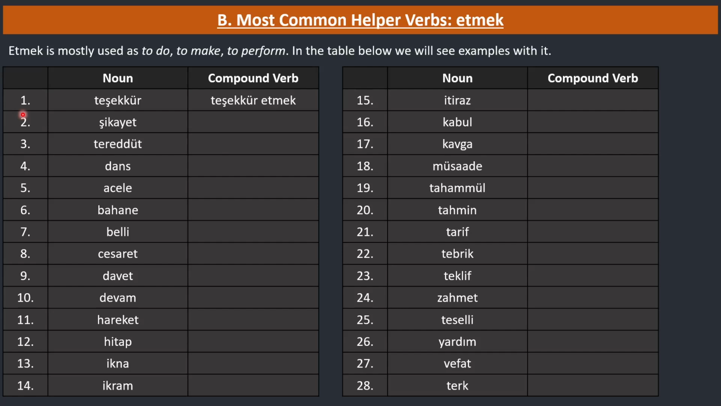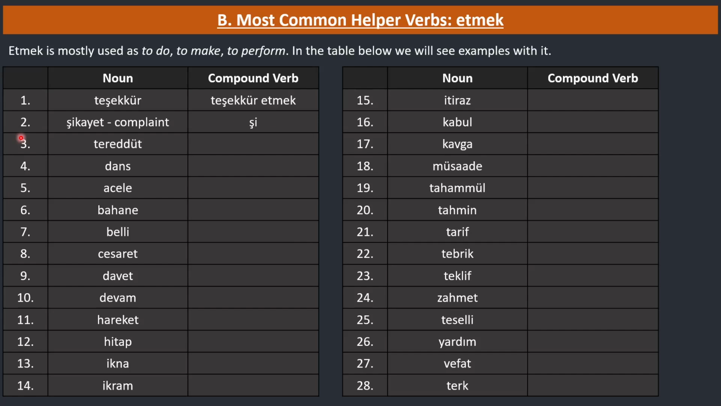Okay? And ikinci, the second one, şikayet. You can also keep guessing as we go. So if you know what şikayet is, you can type it in the chat without spoilers. Don't worry about spoilers. So şikayet, complaint. As a noun, şikayet is complaint. But when you do complaint, it means to complain.